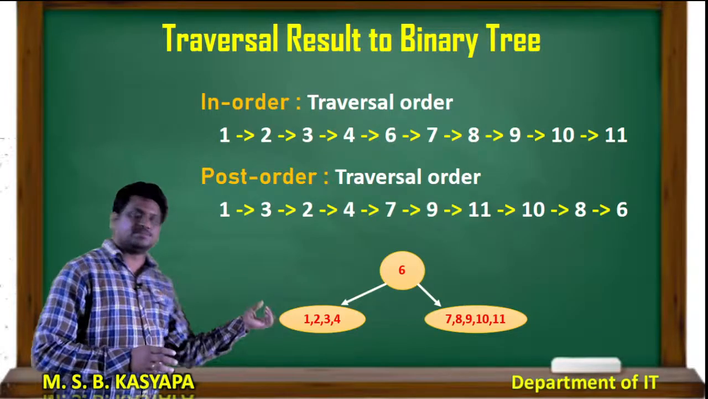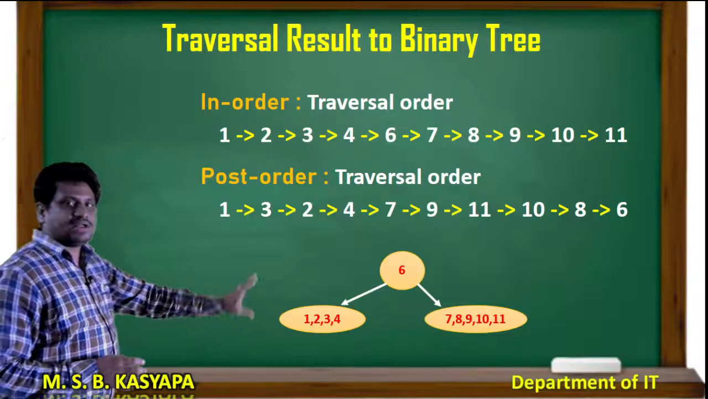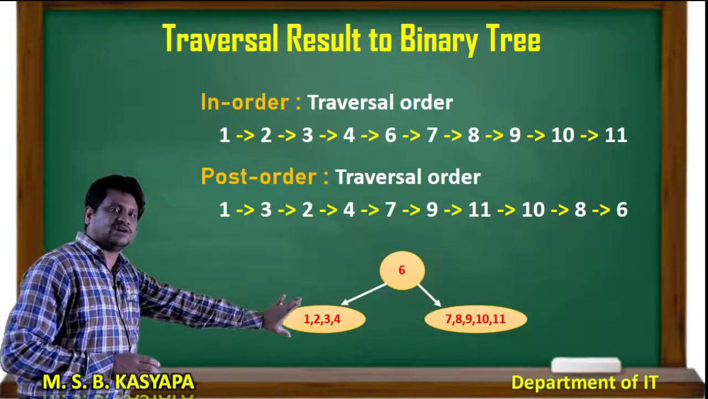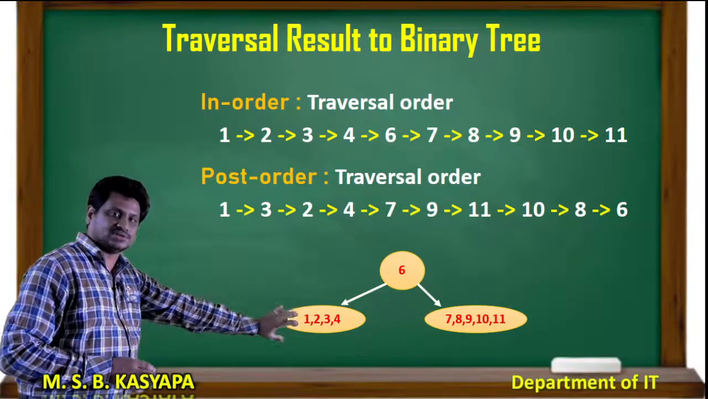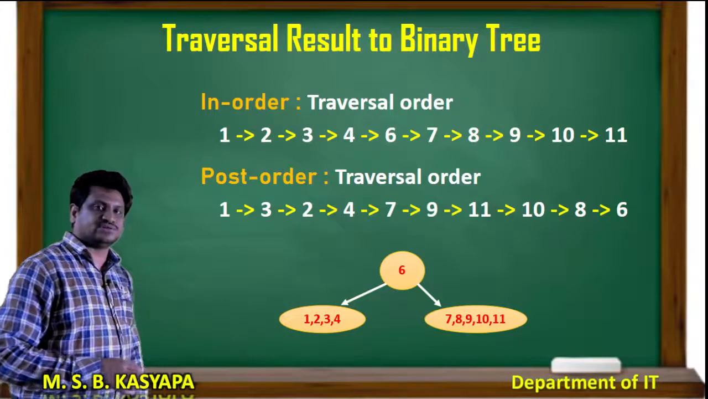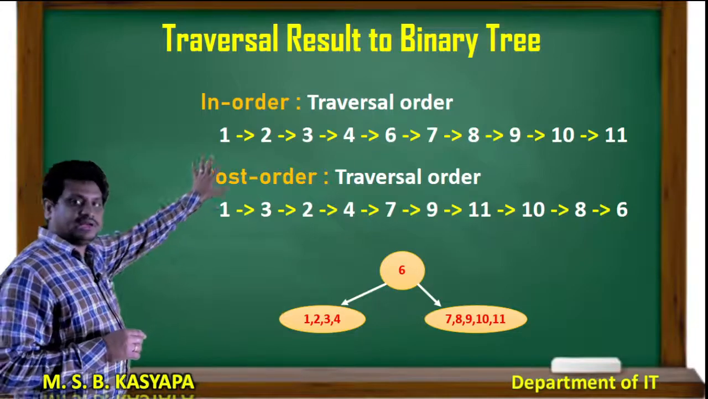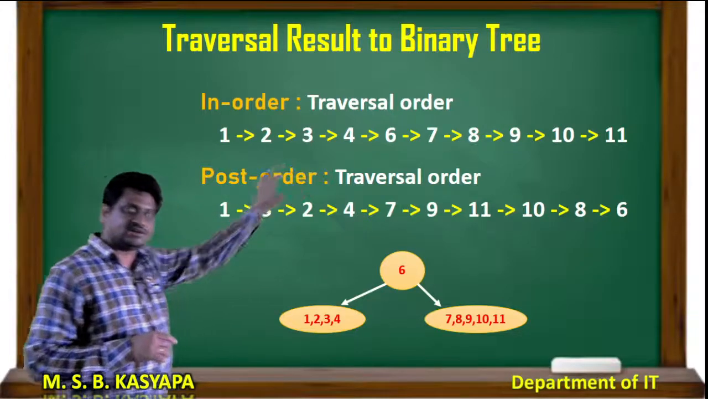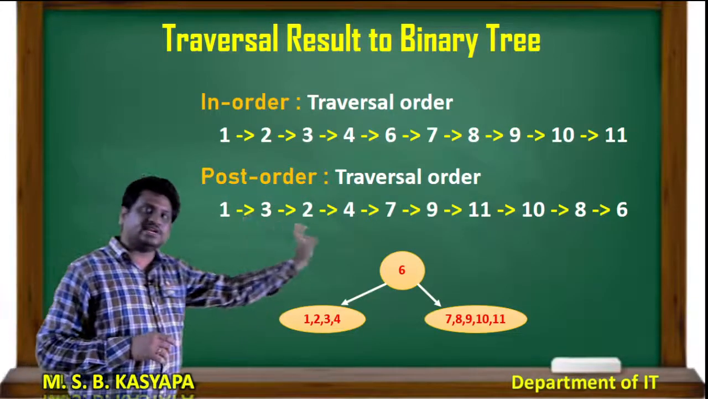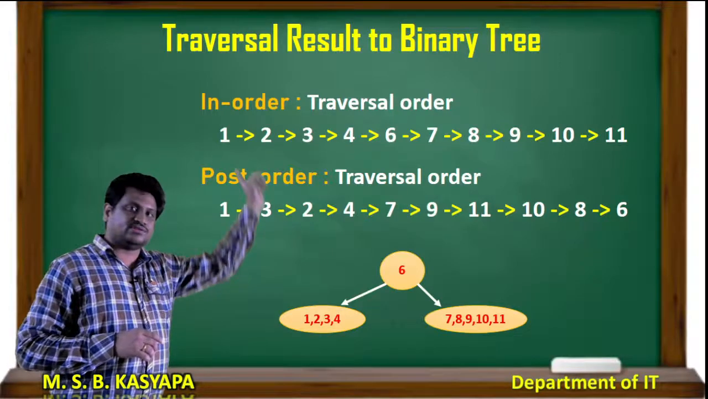So for that purpose, in the in order and post order, I will take the order of these 4 values. What are the values? 1, 2, 3, 4. If you see, the in order is 1, 2, 3, 4. In the post order, 1, 3, 2, 4.